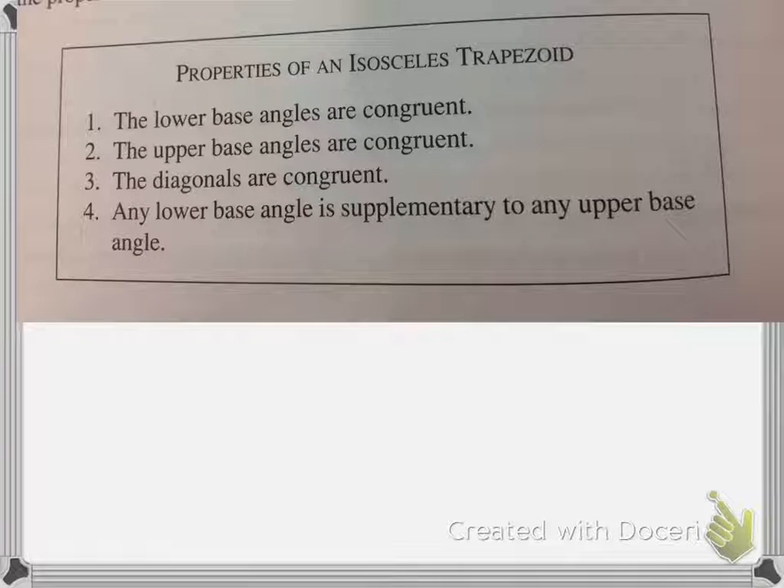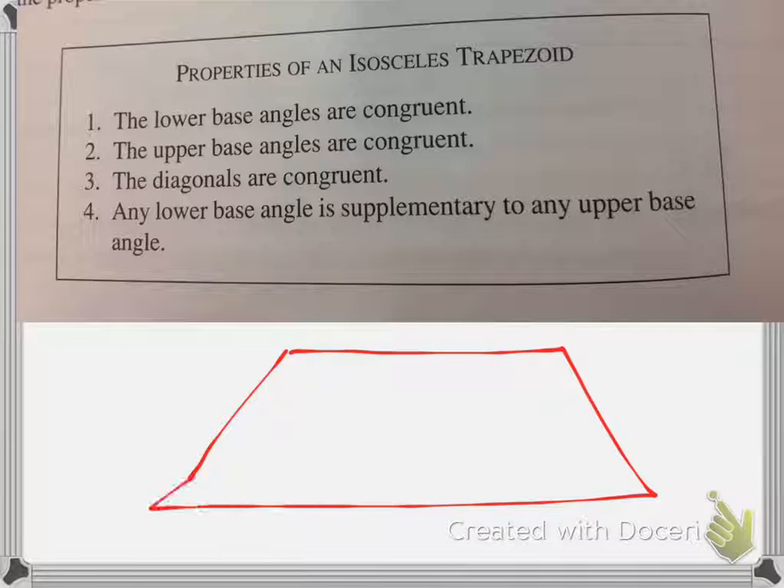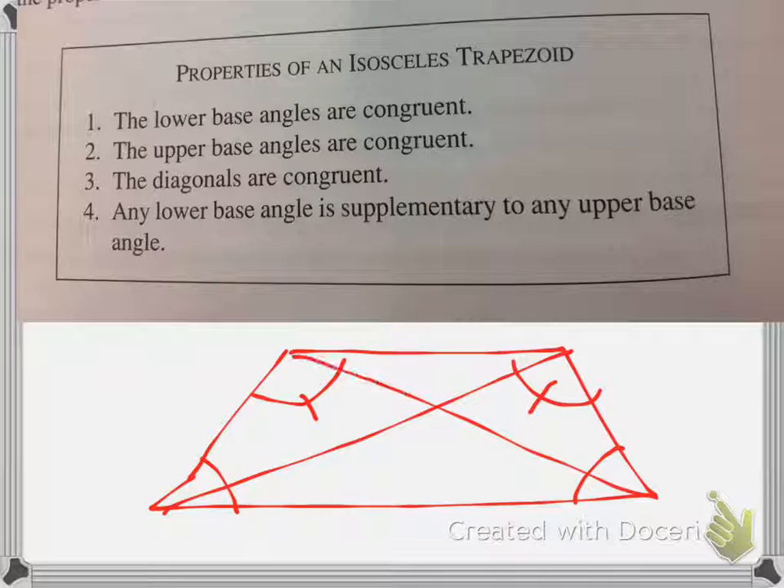And then we go to properties of an isosceles trapezoid. What's an isosceles trapezoid? It's kind of like the picture that I've been drawing the whole time. It says the lower base angles are congruent. So boom, boom, those are congruent. The upper base angles are congruent. That's the same as that. The diagonals are congruent. So those are the same. And any lower base angle is supplementary to the upper base.